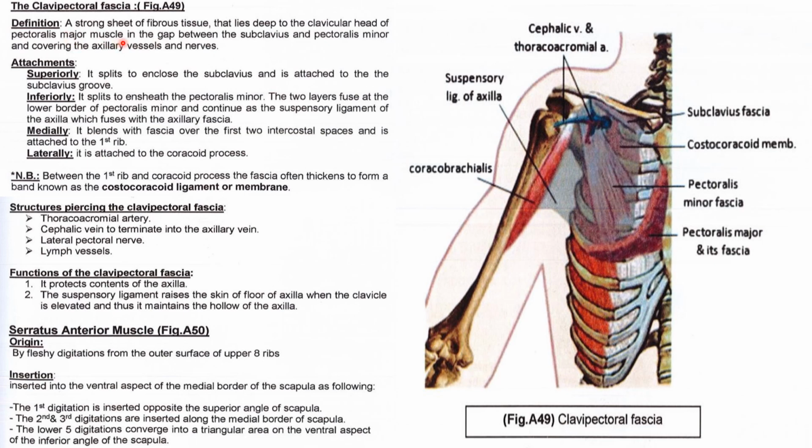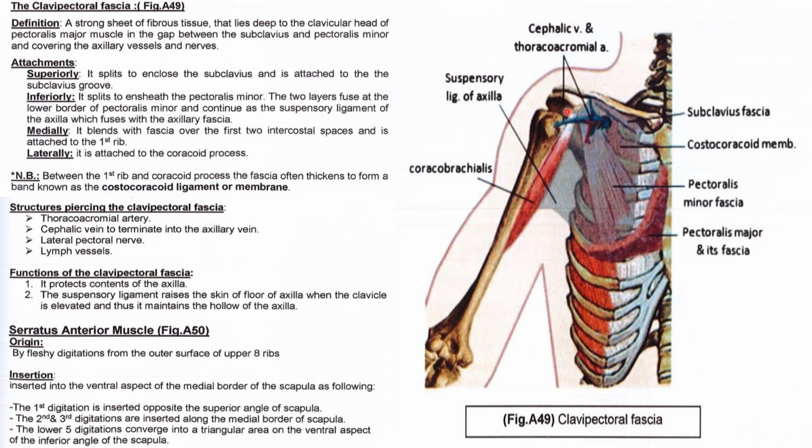A strong sheet of fibrous tissue that lies deep to the clavicular head of pectoralis major. This is the pectoralis major muscle, and they are saying that it lies deep to the clavicular head of the pectoralis major. So here, in the gap between the subclavius, subclavius is here, and the pectoralis minor, and covering the axillary vessels and nerves.